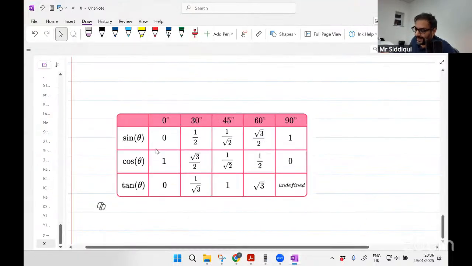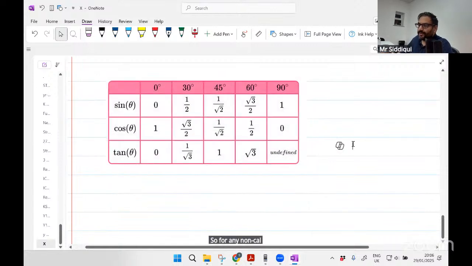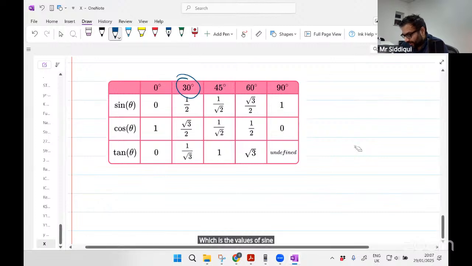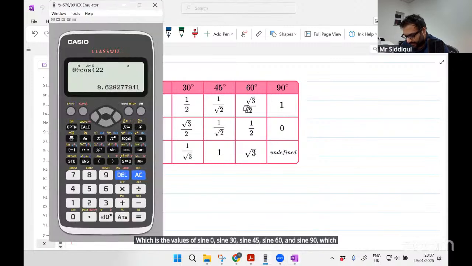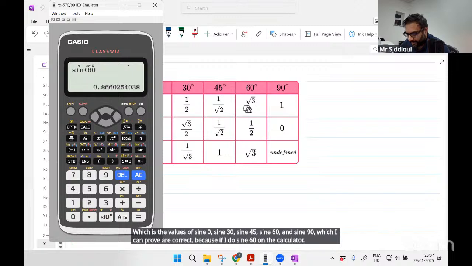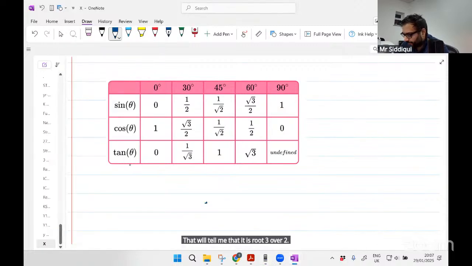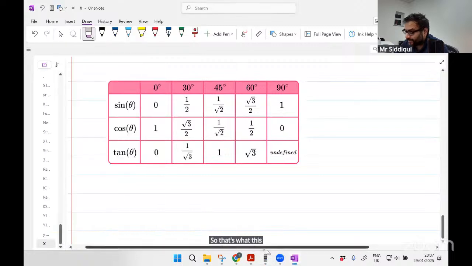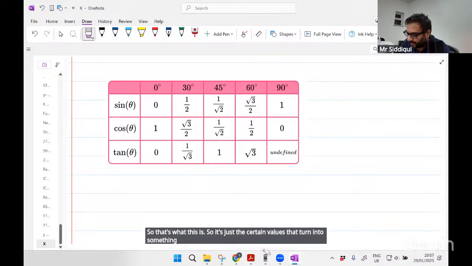So for any non-calculator paper that you will have to do, you may get asked anything about this table, which is the values of sine 0, sine 30, sine 45, sine 60, and sine 90, which I can prove are correct, because if I do sine 60 on the calculator, it will tell me that it is root 3 over 2. So that's what this is. It's just these certain values that turn into something relatively nice for sine, cos, and tan, like whole numbers or a fraction or a bit of a surd. You just have to learn them.